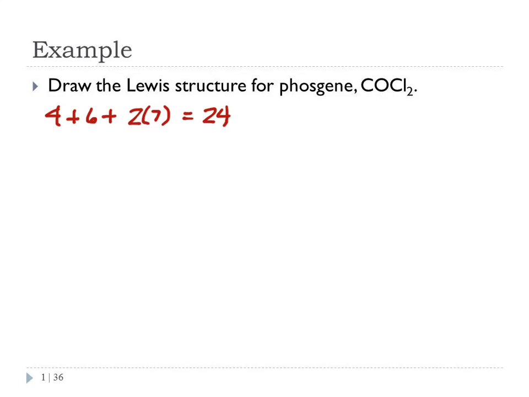Now, writing this skeleton structure, there's carbon. Carbon wants to make 4 bonds. So we've got carbon and oxygen and chlorine. How many bonds does chlorine want to make? 1. So let's put a chlorine in here and a chlorine in there, and that'll satisfy the valence for chlorine, 1 bond each. Now carbon has 2 more bonds that it wants to make.